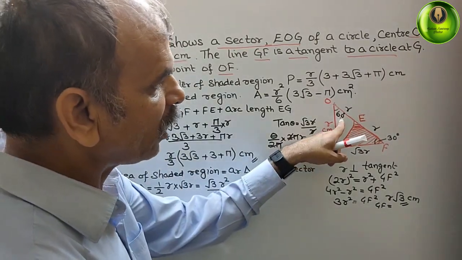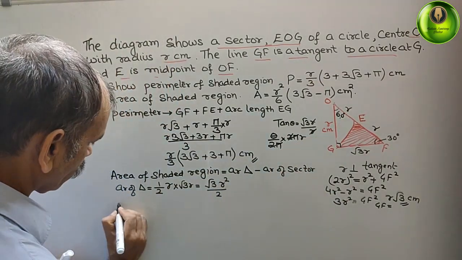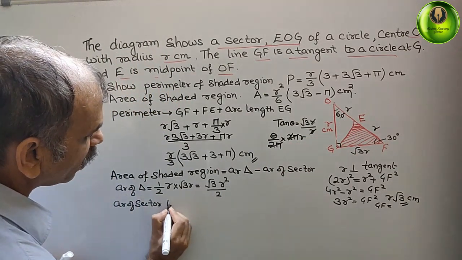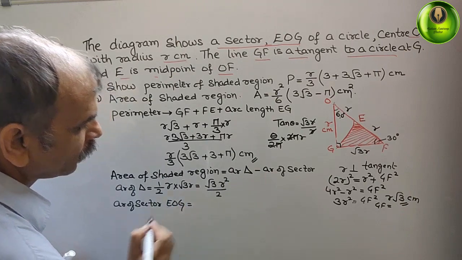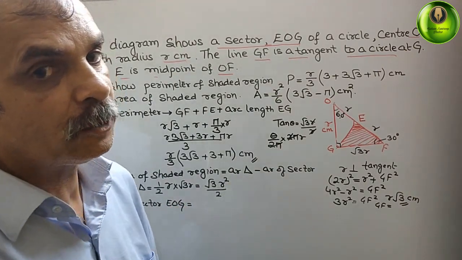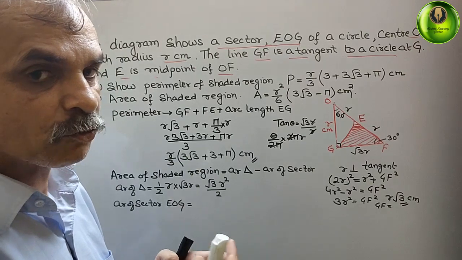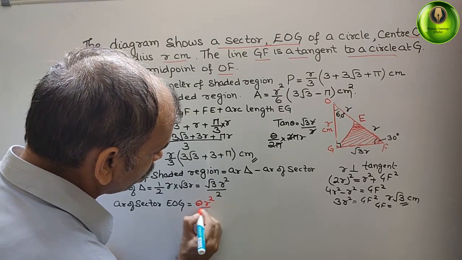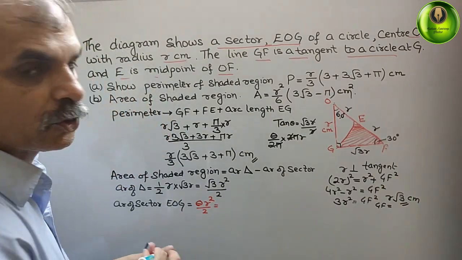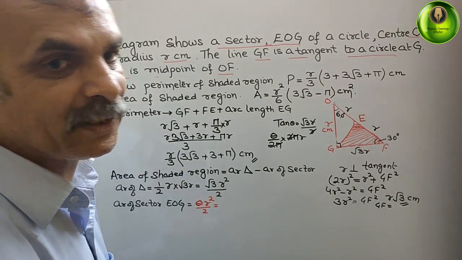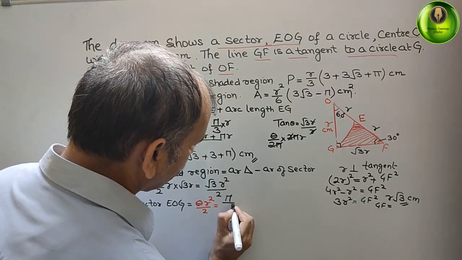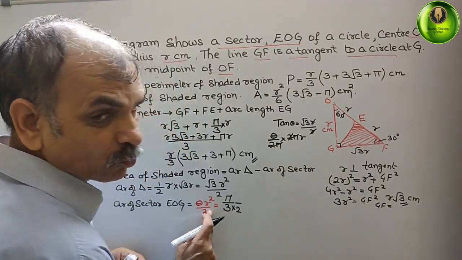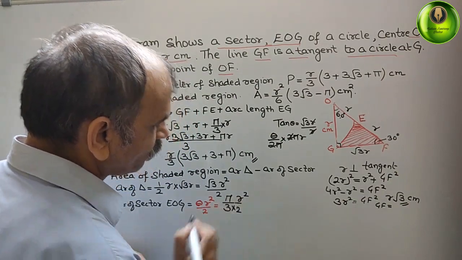Next we will find out the area of the sector. Area of sector, that is your EOG. So the area of a sector formula is what? Theta r square by 2. Just solve here. So theta is pi by 3, and here comes 2 into 2, and r square.